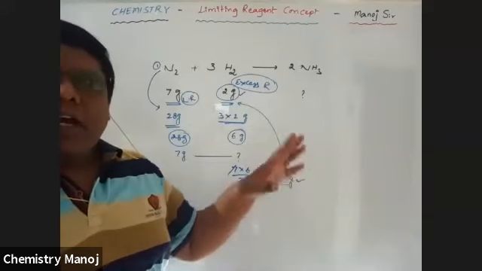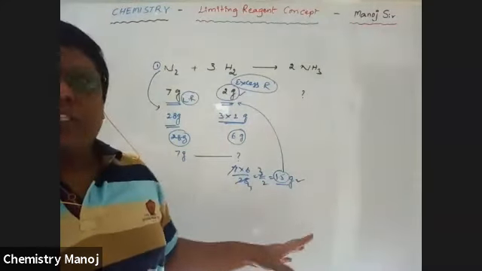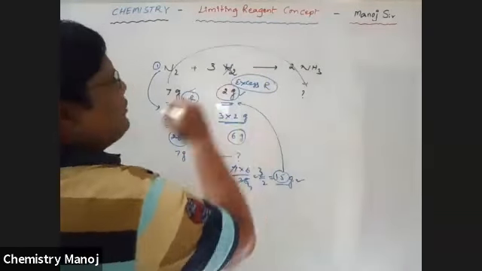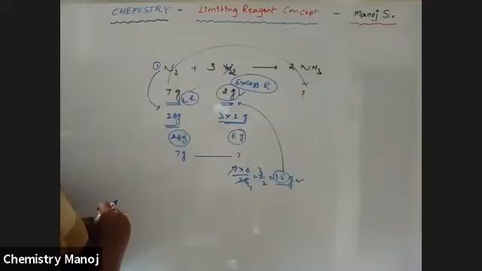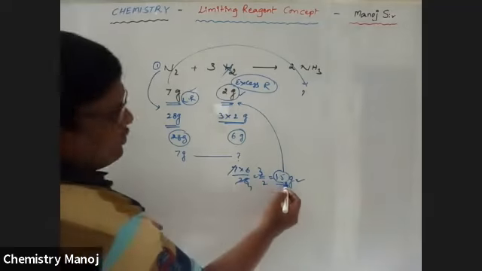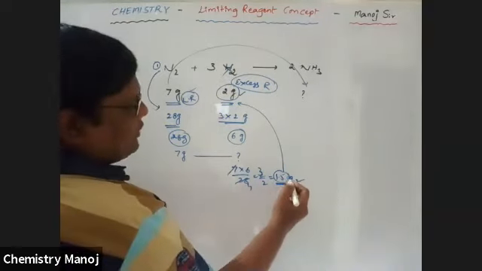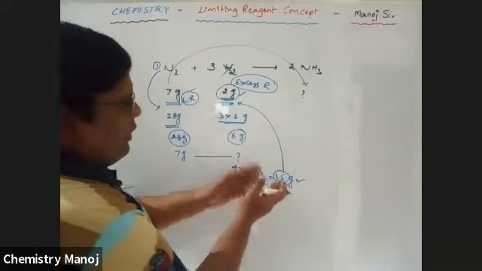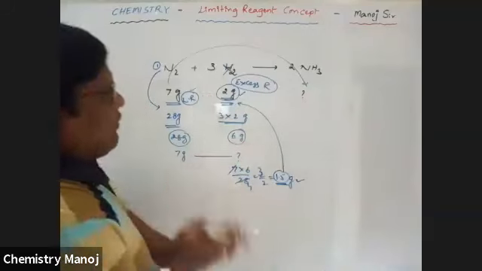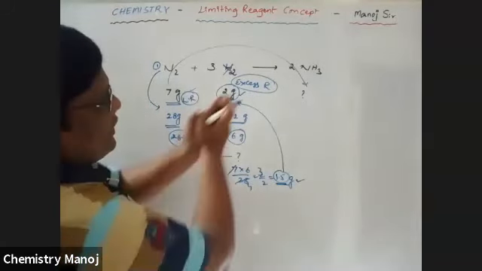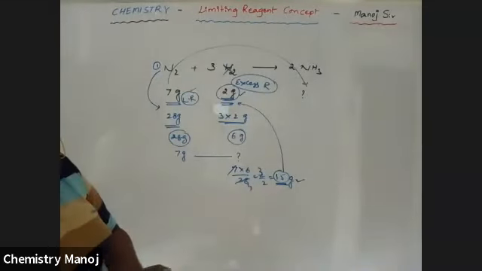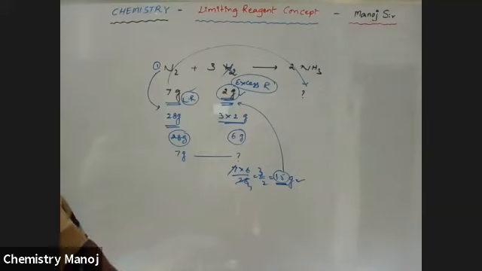If it is okay, then identify which is the limiting reagent and which is the excess. Here, the ammonia is calculated with respect to nitrogen, not with respect to hydrogen. It is with respect to nitrogen because 1.5 grams of hydrogen is required, but the given value is 2 grams. That means this 2 grams is more than the required amount, so it is the excess reagent. If it is the excess reagent, automatically the other should be the limiting reagent.